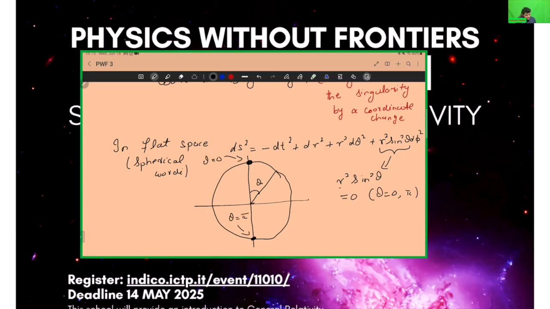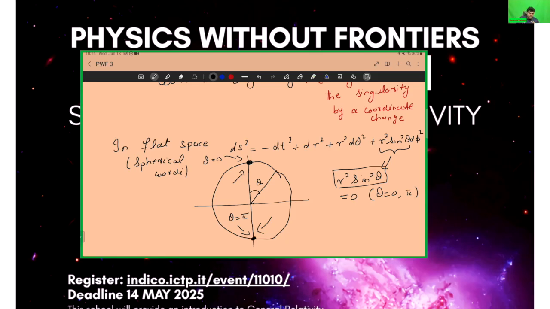So if the metric tensor is 0 at these 2 points, does it mean that you have a singularity of some sort at these points? Of course not, because you're just talking about flat space. The problem is with the coordinate system that you're using. We do know that at these 2 points, the phi coordinate is not even defined. You cannot give a phi coordinate to this point, and you cannot give a phi coordinate to this point. So there's a problem with the coordinates. There is no problem with the space itself. I mean, it's just flat space. How can it have singularities?